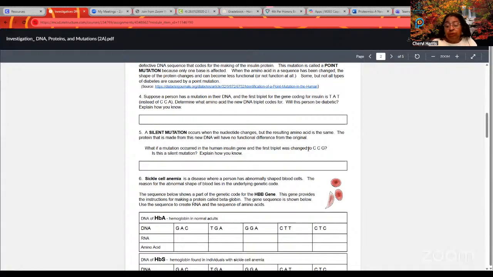So what you have to do is translate. So remember, the first one was CCA, and we got glycine. So now we're going to say the first one is CCG. What are we going to get? How are we going to, first of all, translate CCG? And then what amino acid are we going to get?